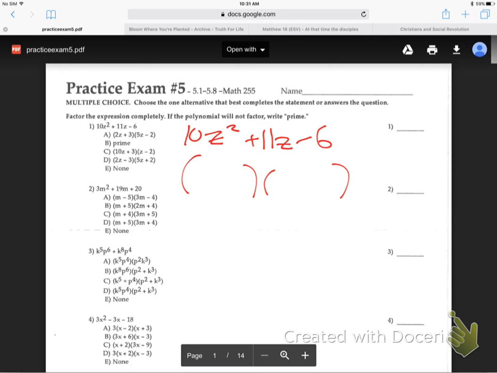Well, it could be none though, right? That's true. Could be none. There's always that none of the above to keep you honest, right? But probably if there's none of them having numbers in the front, there's no GCF.